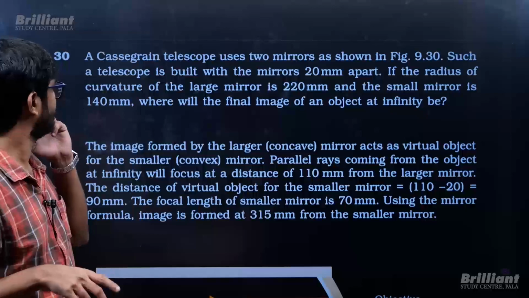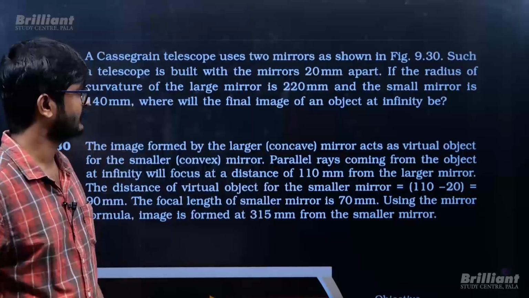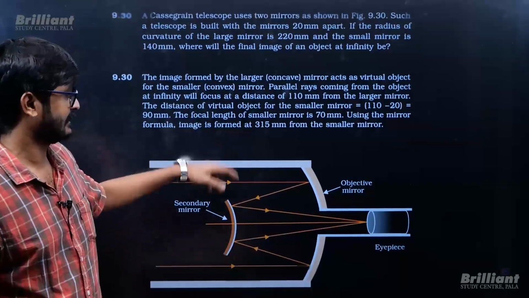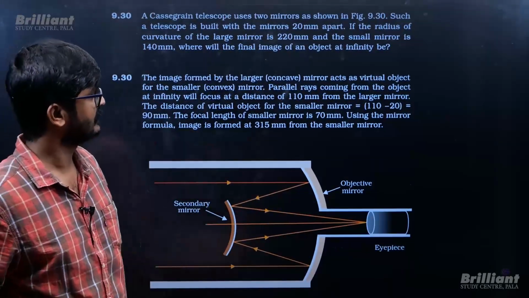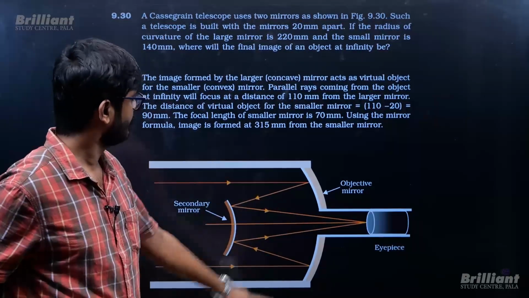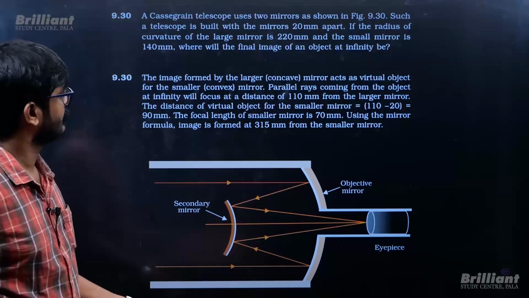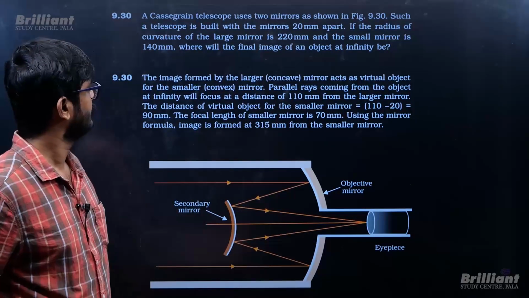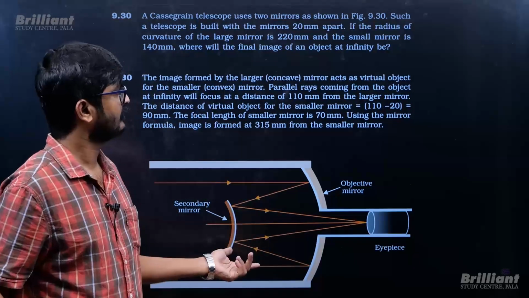So the question goes like, a telescope uses two mirrors as shown in the figure. So probably you can look into the figure. This is the answer key given. So just read the question and look into the figure. The telescope is built with mirrors 20 mm apart, and the radius of curvature of the large mirror is 220 mm and the small mirror is 140 mm. Where will the final image of an object at infinity be?